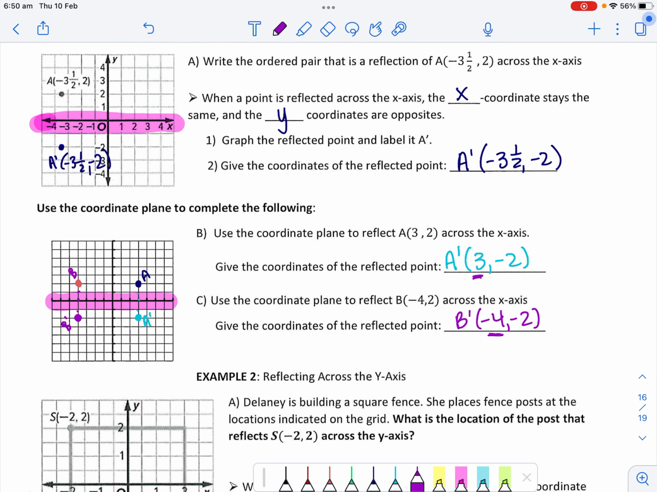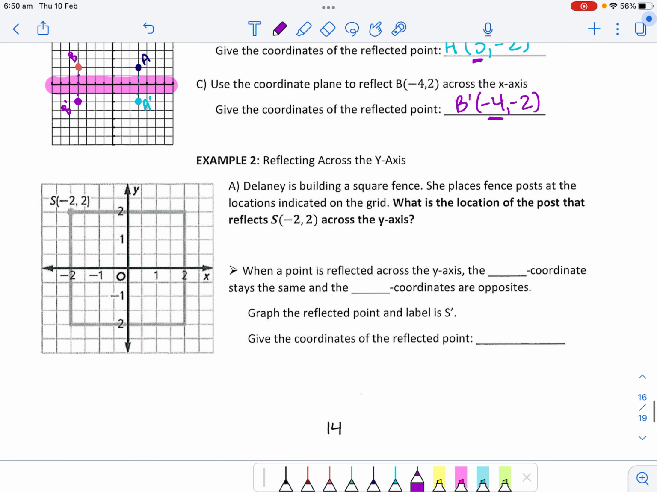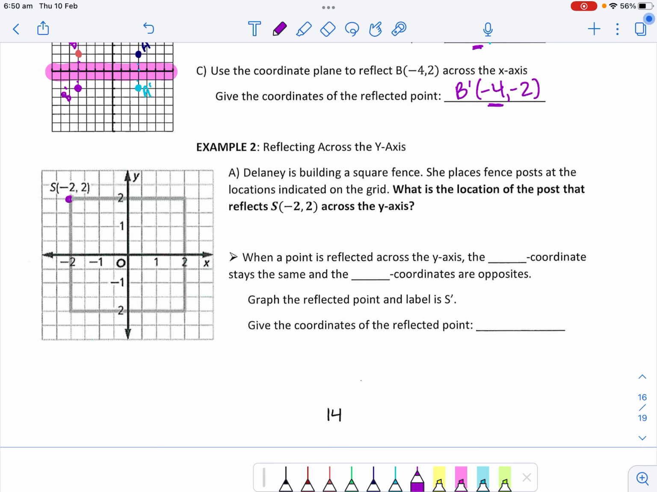So now we're going to look at reflecting across the y-axis. It says Delaney is building a square fence. She places fence posts at the locations indicated on the grid, so the 4 corners would be your fence posts. It says, what is the location of the post that reflects S -2, 2, so that's this point right here, across the y-axis. So now I'm going to use this up and down axis.